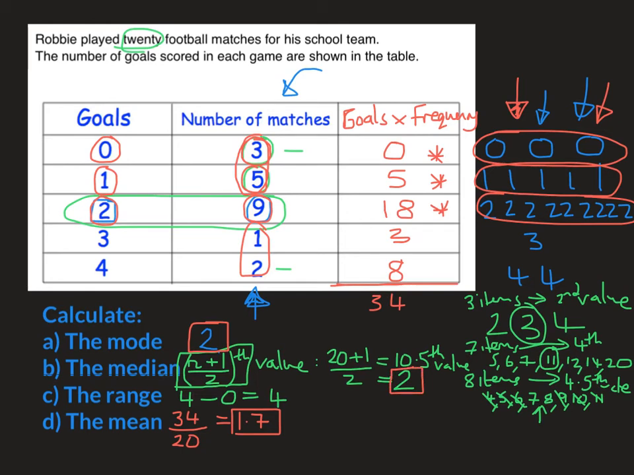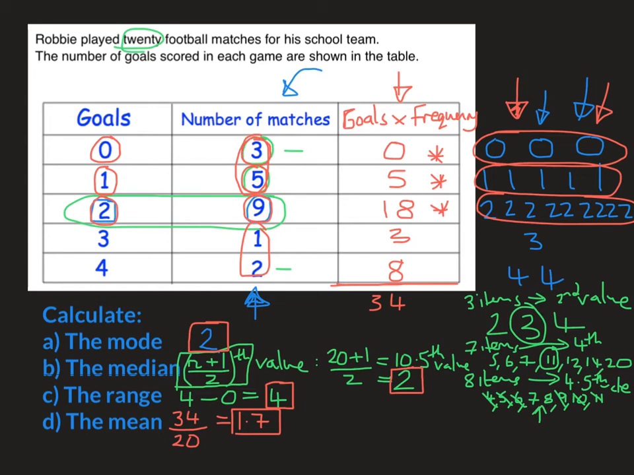The range, so don't forget the range is not an average, it's a measure of spread. So it was the largest number of goals he scored, take away the smallest. And then the mean, we have to go through this extra column, and we do 0 times 3 equals 0, 1 times 5 equals 5, 2 times 9 equals 18, and so on and so forth.